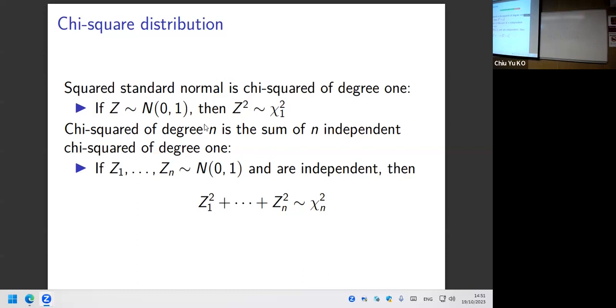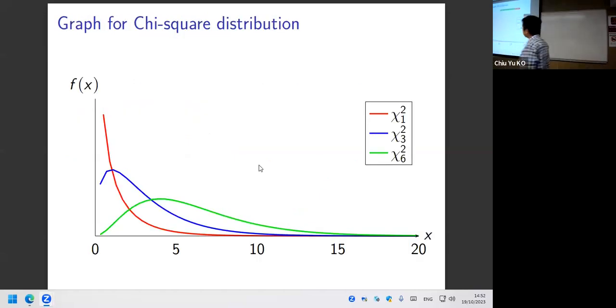We don't need to worry about this because we never use it directly. It's all in the background for our class. Chi-square 1 looks like this, chi-square 2 or 3 looks a little bit skewed, but when you have higher degrees, you actually get a bell shape. But anyway, it's not a concern. This is the chi-square. Don't worry about it. You will never use it directly in our class.